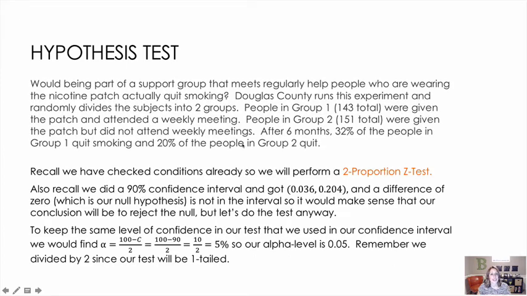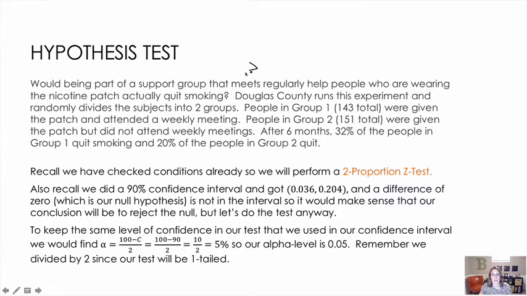So let's do a practice together. Now this should look familiar to you because you should have already watched the video on confidence intervals. Notice this is the same question that we did before, and the question itself says, would being part of a support group that meets regularly help people who are wearing a nicotine patch actually quit smoking? So essentially we're saying, if they're in this group, will they quit at a higher rate than people who don't go to this meeting? Which means our test will be one-tailed because it's going to be a greater than.